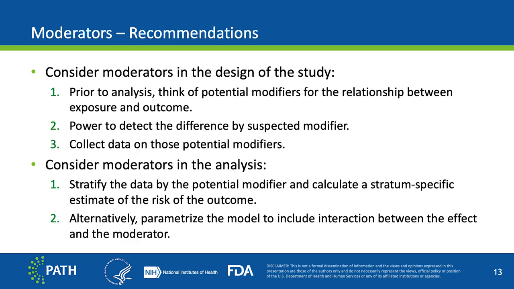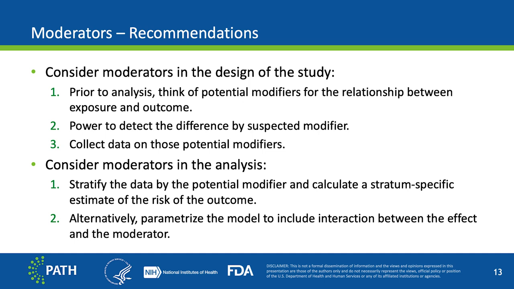What should you do? If you think there are possible moderators for the relationship between exposure and outcome, then you should make sure you include them when you're designing your study. In other words, you should account for the different values of this moderator so that you can observe the different groups and obtain estimates at the group level with a large enough sample size. Then you need to collect the data that lets you do this. Because if you think of a moderator, but you don't collect the data on that construct, you can never adjust for it.